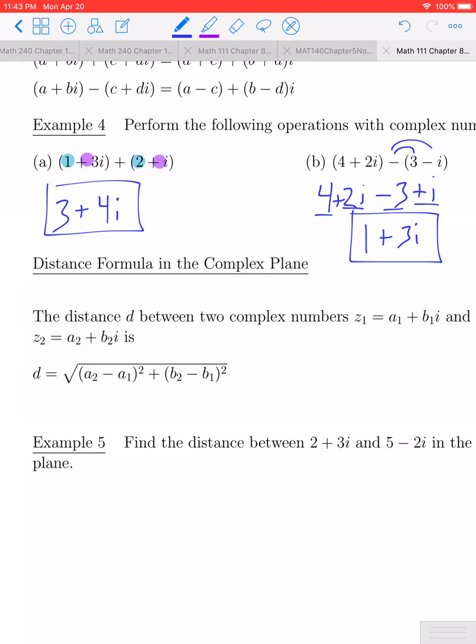The next topic we'll come across is the distance formula in the complex plane. Suppose we had 2 points, let's call them z1 equals a1 plus b1i, and z2 equals a2 plus b2i. Then the distance between those 2 points in the complex plane is going to be d equals the square root of the difference squared of their real parts plus the difference squared of their imaginary parts.